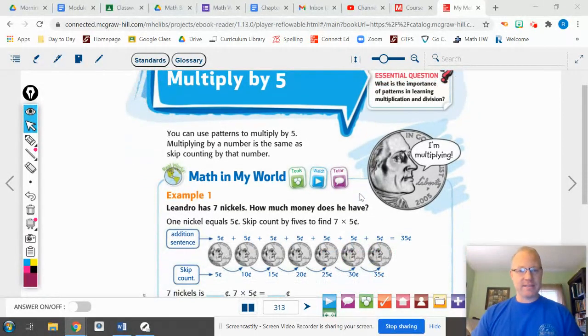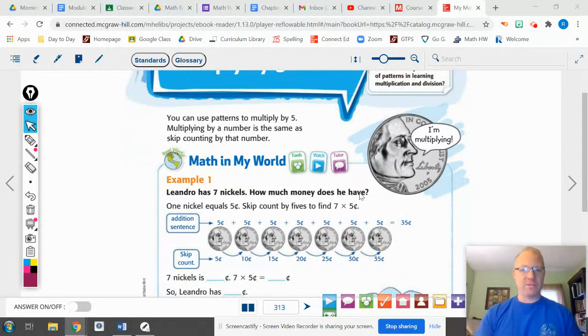Let's get started. It says you can use patterns to multiply by 5. Multiplying by a number is the same as skip counting by that number. You already understand that multiplying is the same as repeated addition. We're just thinking about the fact that 5 times 2 is 2 fives, so your repeated addition is 5 plus 5. However many times you're multiplying by, that's how many times you're repeating that addition, that skip count.